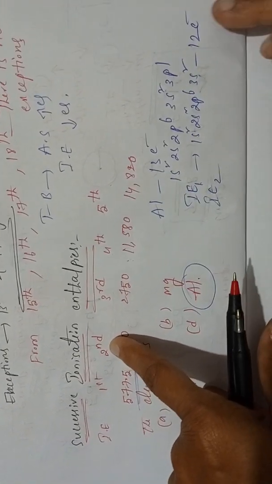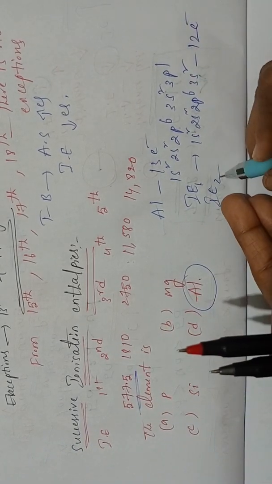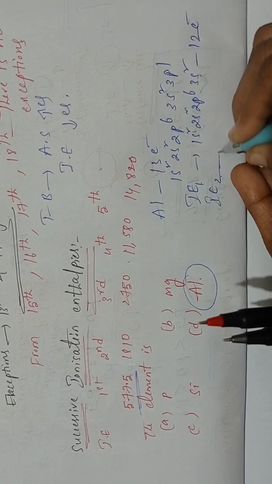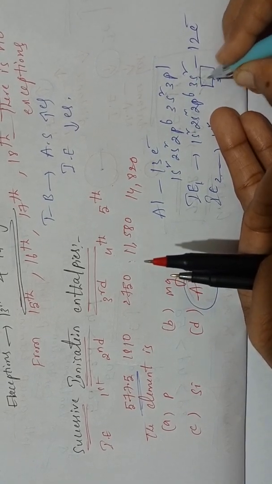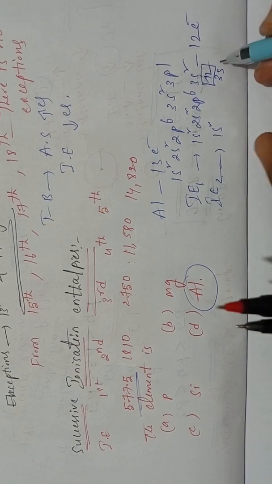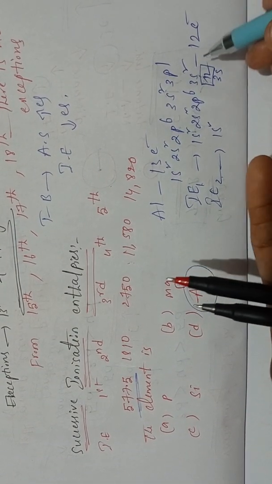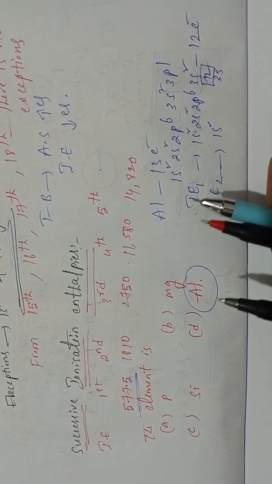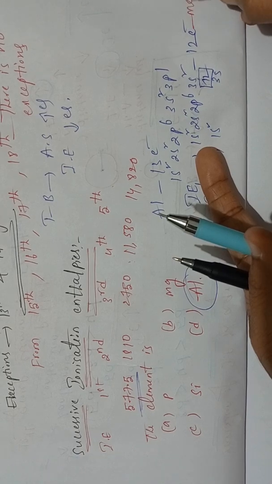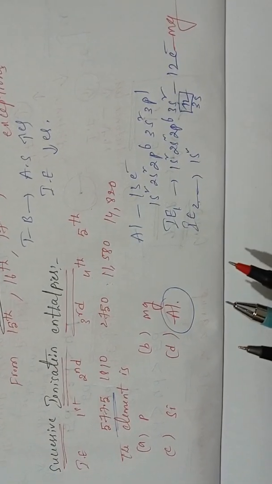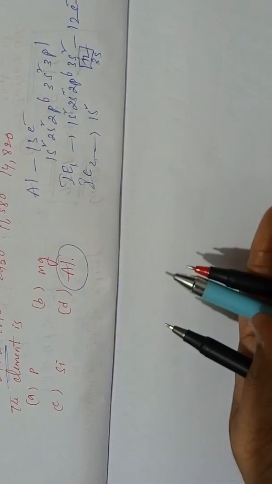Now in IE2, the second ionization energy, see students, here 12 electrons are there. Now one electron is lost in the second ionization energy. Then what is the electronic configuration? If you observe this 3s2, it is a stable electronic configuration, correct? So 12 electrons means which element? 12 means magnesium. Clear? It is magnesium, students.